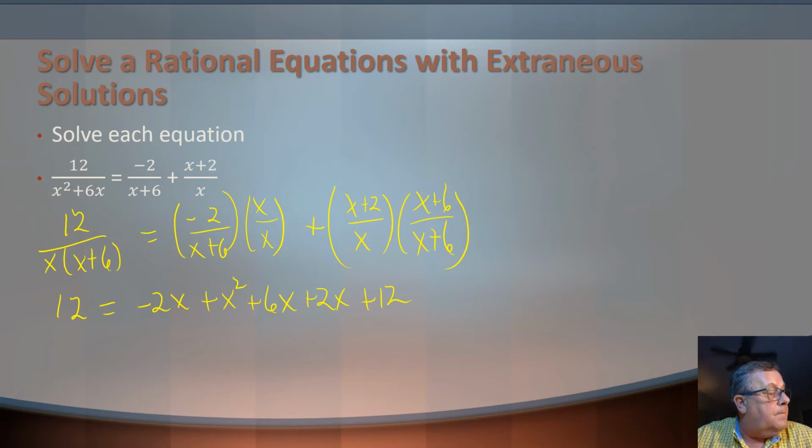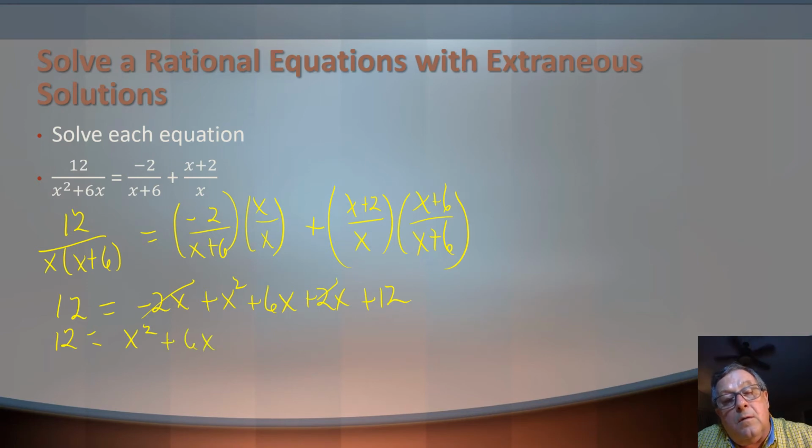All right. So now what? Well, let's combine like terms. So, well, we'll leave this at 12 for the time being. And then I'm going to write this in standard form. So I've got x squared, -2x plus 2x. Those are going to cancel. It's going to leave me with 6x, right? Plus 12. Now we're going to subtract 12 from both sides. And so 0 is going to be equal to x squared plus 6x.